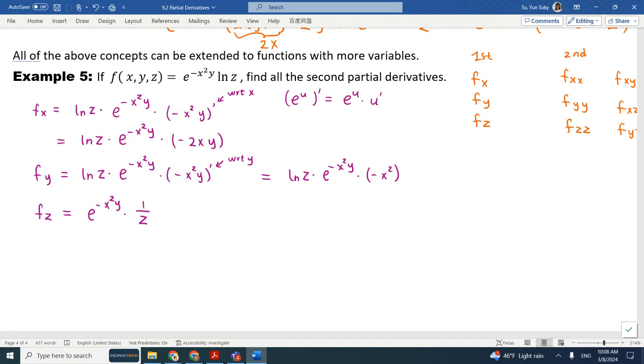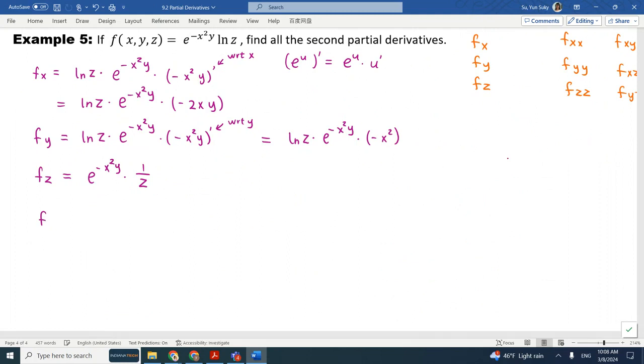Okay, so let's continue. Partial second derivatives now. We have fxx. We need to take the derivative of this with respect to x. I would like to rewrite this better. I want to group the negative 2xy ln z together, and I want to put e to the negative x squared y. It's the same thing. I just changed the order because now we need to differentiate it.